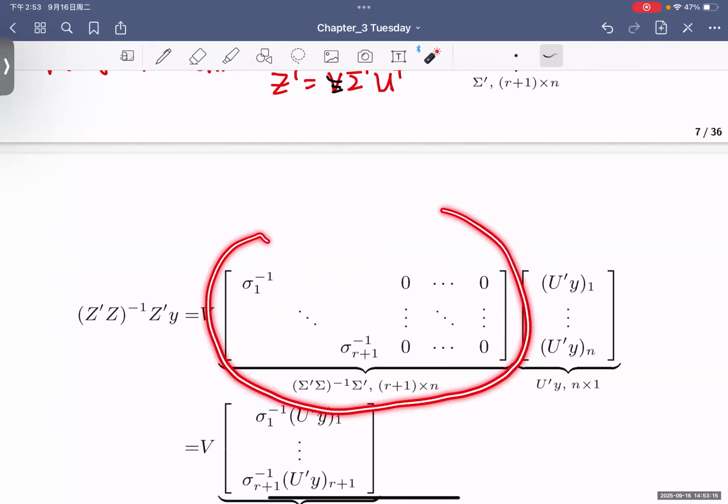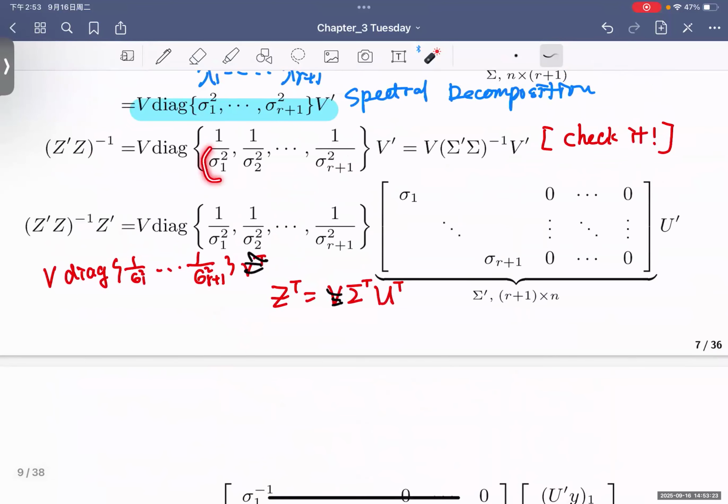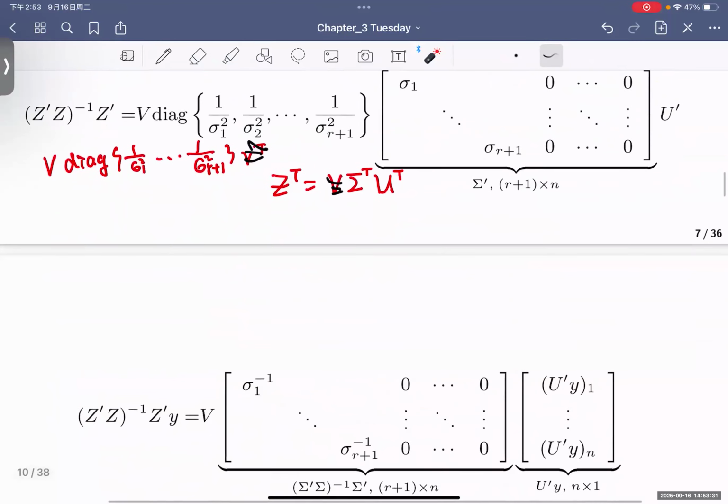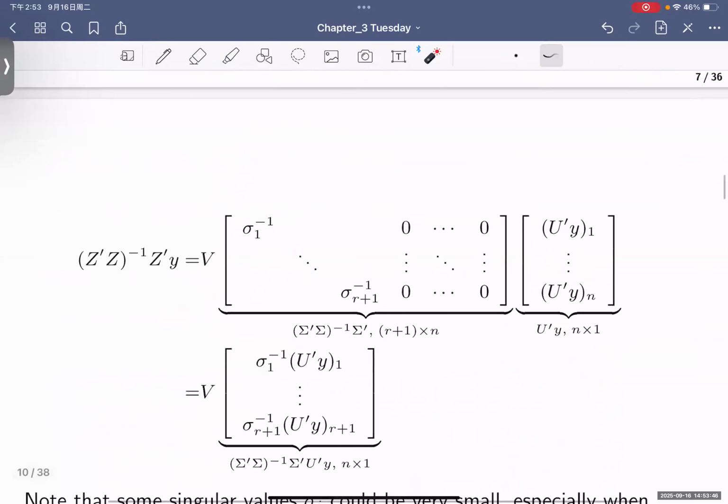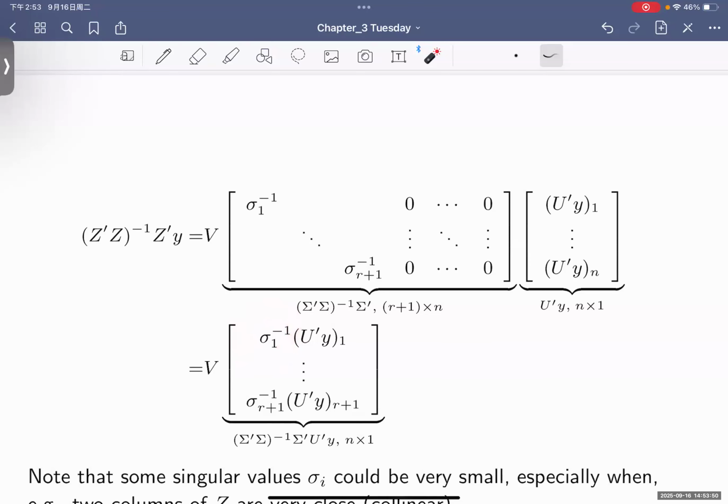This is after we multiply the two diagonal matrices together. Just because Z transpose Z will provide the 1 over sigma square, and Z will only provide sigma, once we multiply them together, we still have a 1 over sigma, the inverse of sigma. And we use U times our Y part, so it becomes U transpose Y. Eventually we find the sigma inverse is still present after we do the least square estimate. So it's equal to V, the orthogonal matrix, times sigma 1 inverse times the corresponding U transpose Y element, and also sigma r plus 1 inverse times the U transpose Y r plus 1 element.